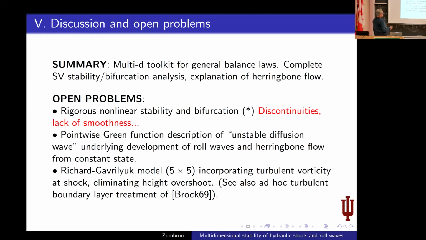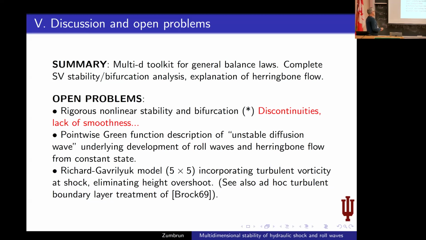One thing that would be a very good start and is pretty accessible would be to linearize around the constant state and try to get a pointwise Green function description of the early instability, to find why there are roll waves in one place and herringbone in the other, to see this kind of asymmetry from the Green function.